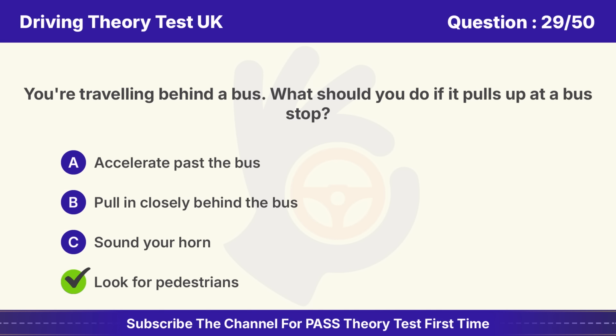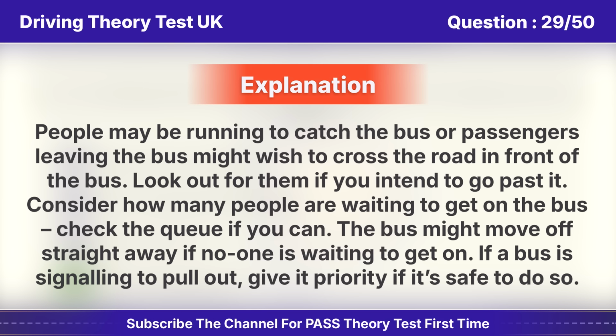Answer is D. Look for pedestrians. People may be running to catch the bus, or passengers leaving the bus might wish to cross the road in front of the bus. Look out for them if you intend to go past it. Consider how many people are waiting to get on the bus. Check the queue if you can. The bus might move off straight away if no one is waiting to get on. If a bus is signaling to pull out, give it priority if it's safe to do so.